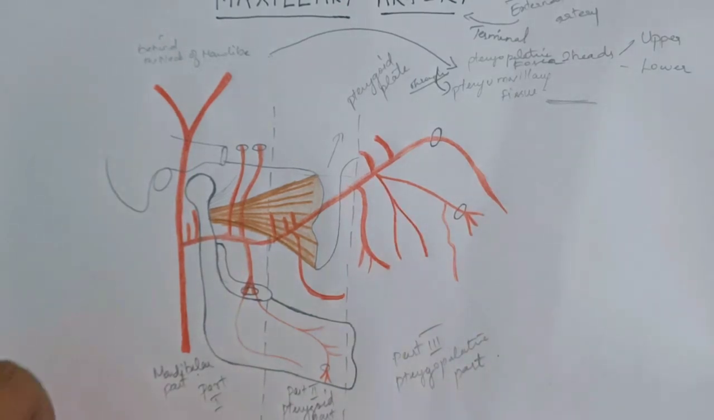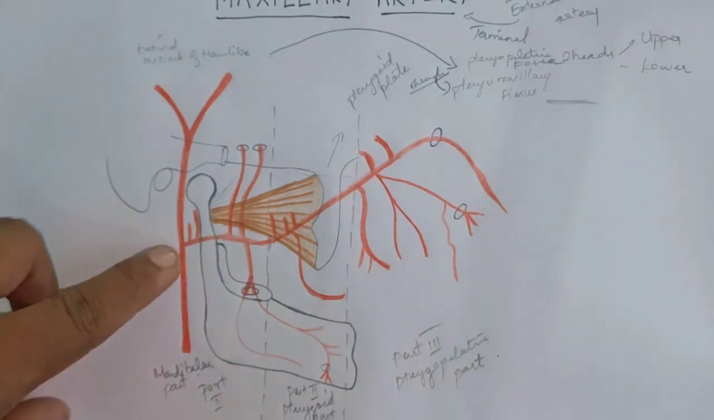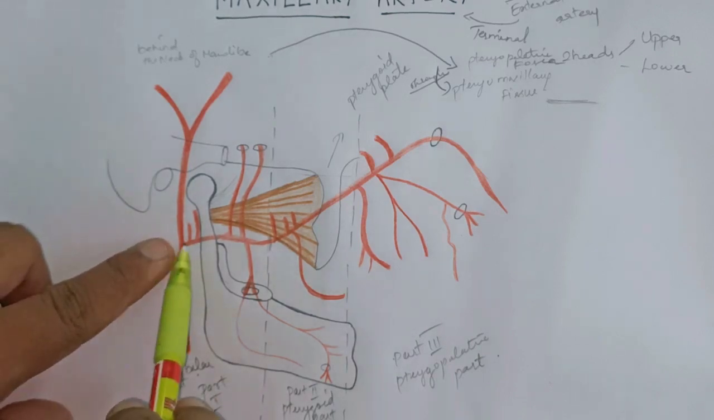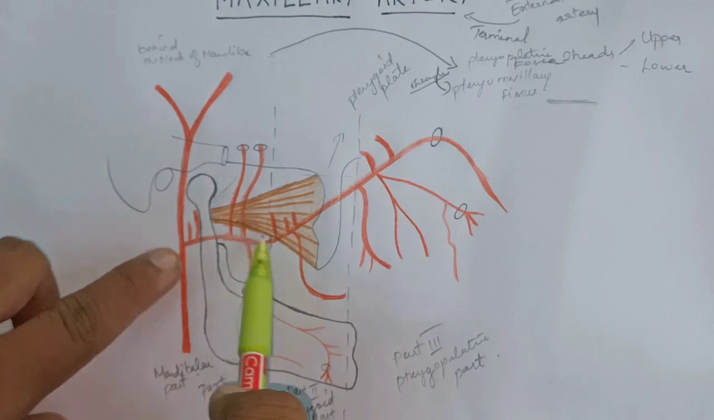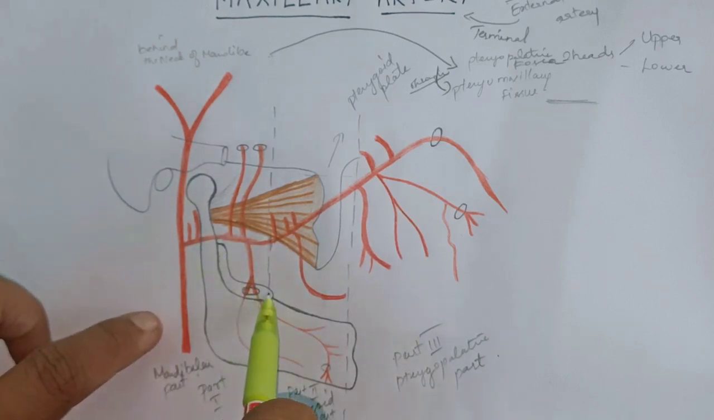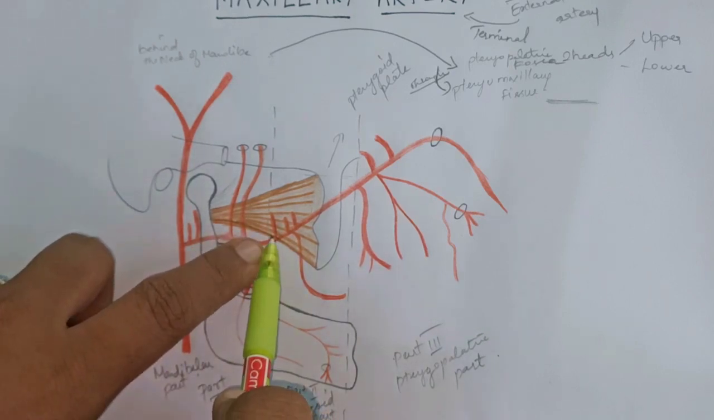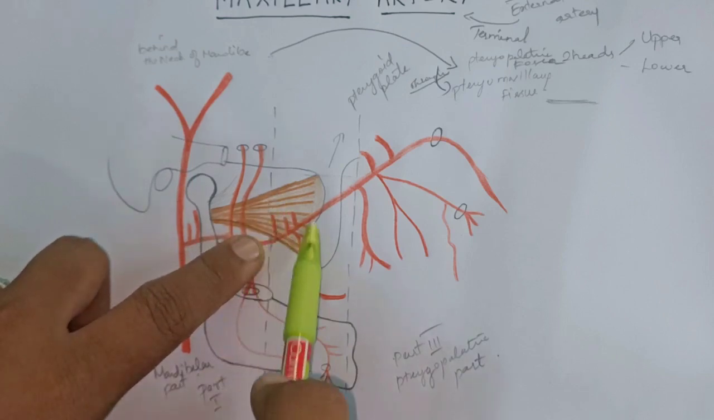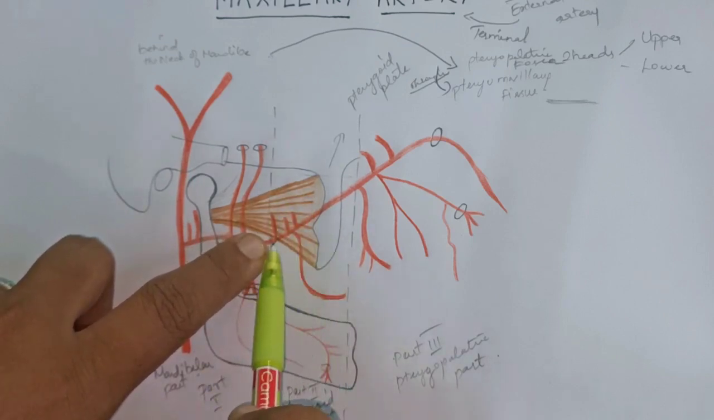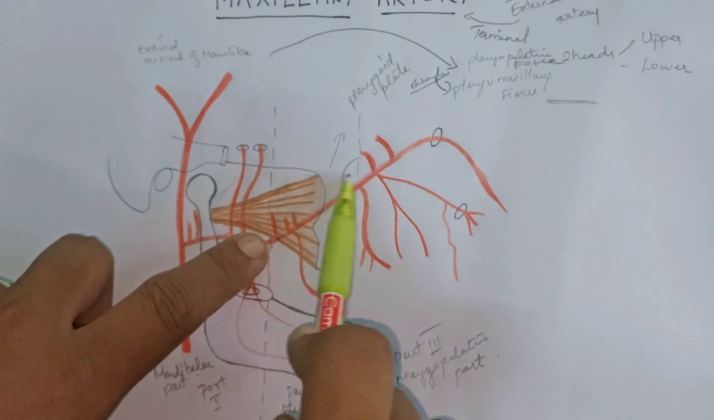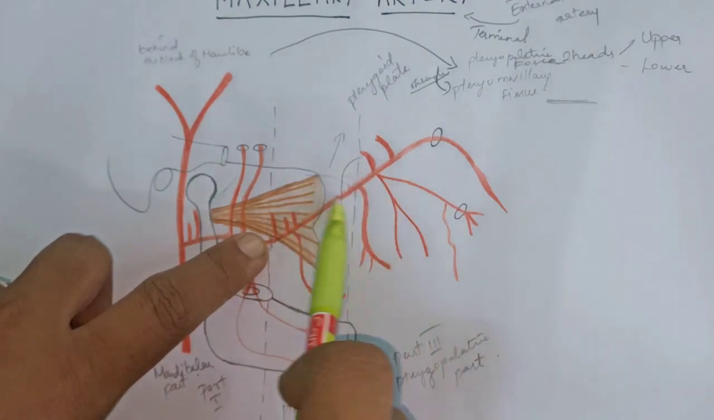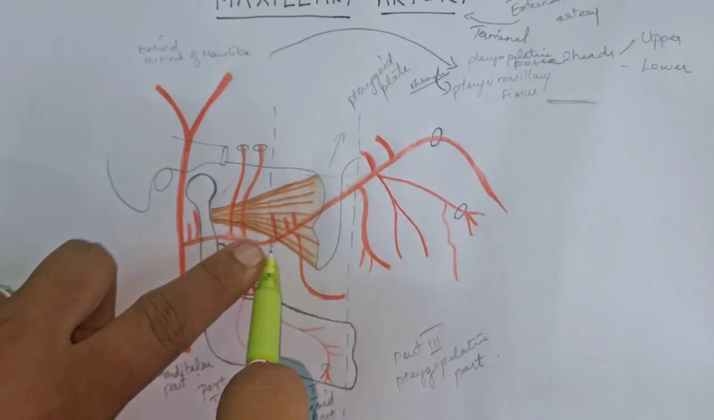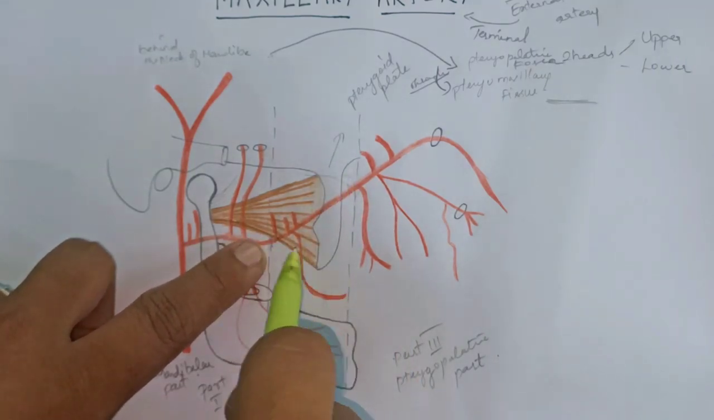So the first part is your mandibular part. It runs from behind the neck of the mandible to the lower border of the lower head of the lateral pterygoid muscle. Till that is your part 1, that is your mandibular part. From the lower border of the lower head of the lateral pterygoid muscle, it runs upwards and forward, right? Till the upper border of the lower head of the lateral pterygoid muscle is your part 2.